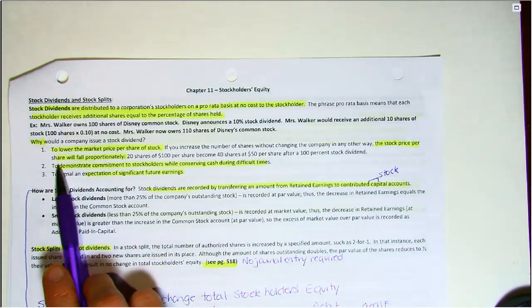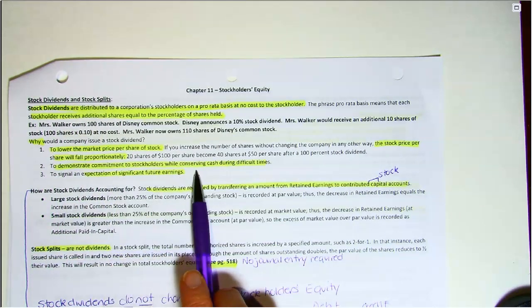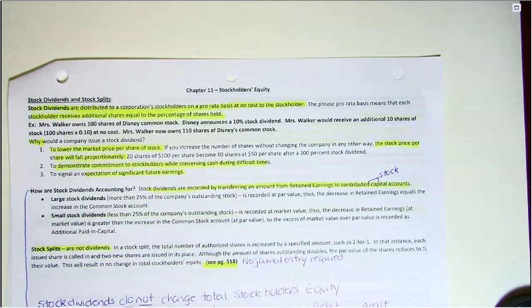Another reason why a company might issue a stock dividend is to demonstrate commitment to stockholders while conserving cash during difficult times. Perhaps the company doesn't have the cash to distribute, but they still want to give the stockholders something, so they can give them shares of stock instead of cash. And then finally, to signal an expectation of future earnings. Because stock dividends cause a reduction in retained earnings, companies will declare stock dividends only if they expect sufficient future earnings to replenish the balance in retained earnings after a stock dividend.